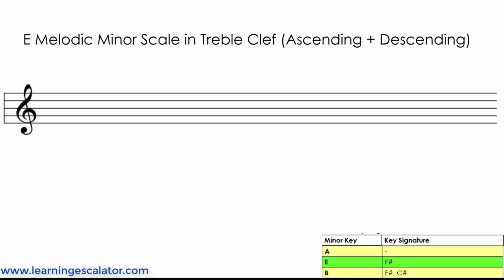So E minor again. So it goes over here, E melodic minor. So first just write the natural form, so E, F, G, A, B, C, D, E, and go back down.